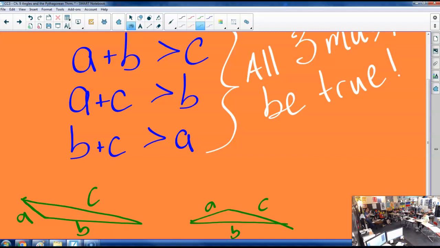B plus C has to be bigger than A. All three combinations of one leg plus another leg have to be larger than the other leg, the leg you haven't used. If you haven't inferred this, the sides of the triangle are called legs. There's three of them. Don't ask me why.